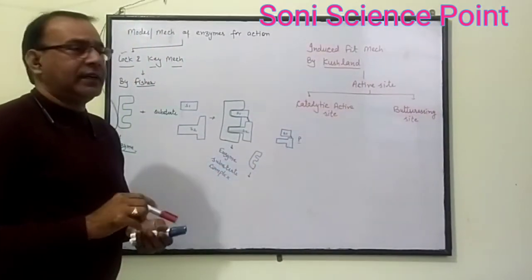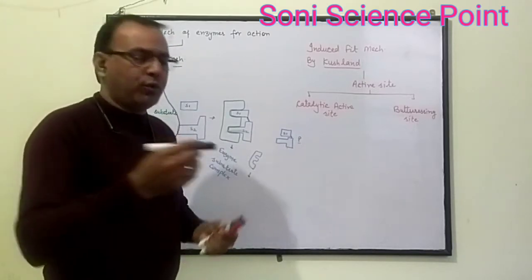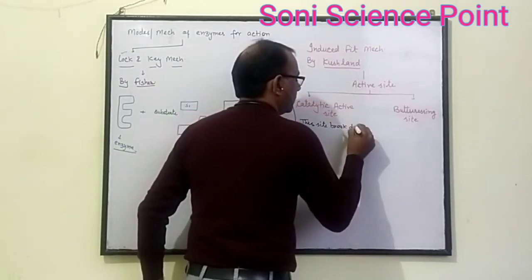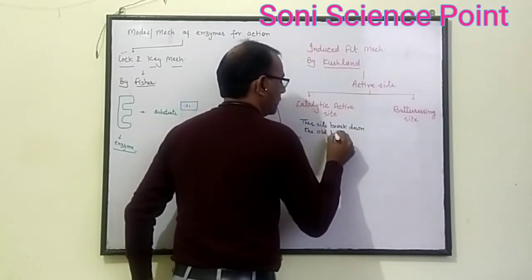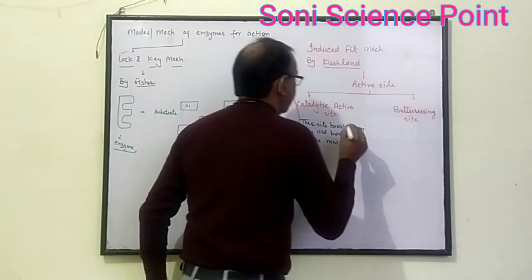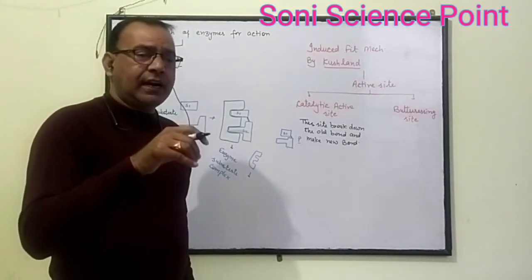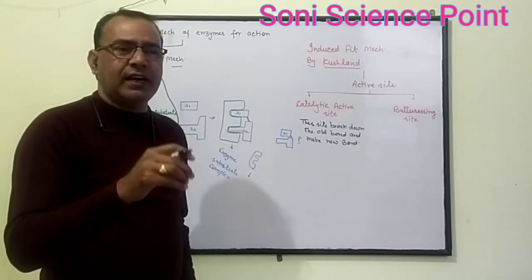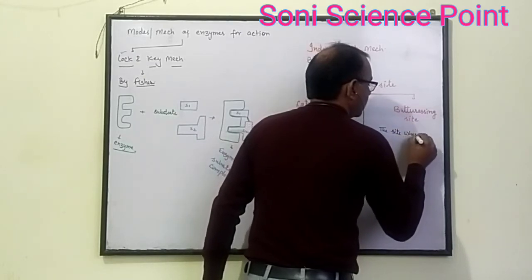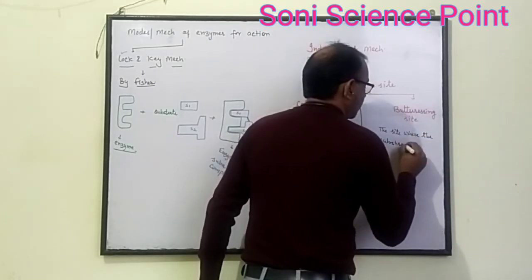How do these sites activate our functions? The catalytic active site is the site which breaks down the old bond and forms a new bond. That site is called the catalytic active site. And the second one is the buttressing site. This is the site where the substrates are attached, or we can say it is the site where the attachment of substrate can take place.